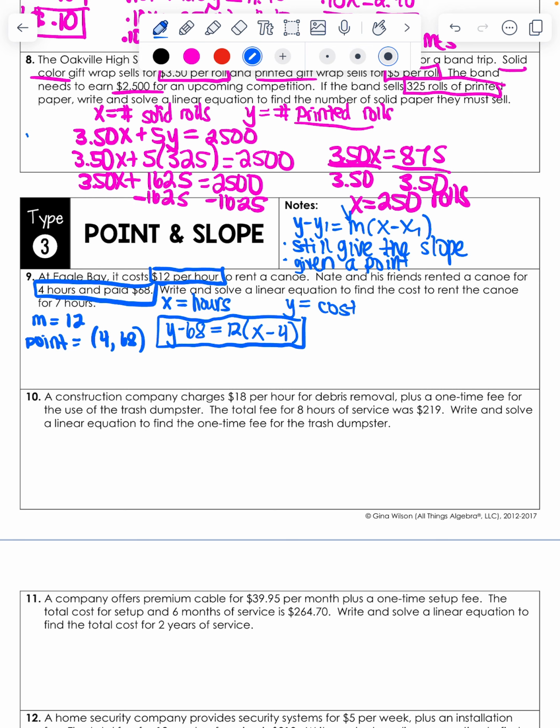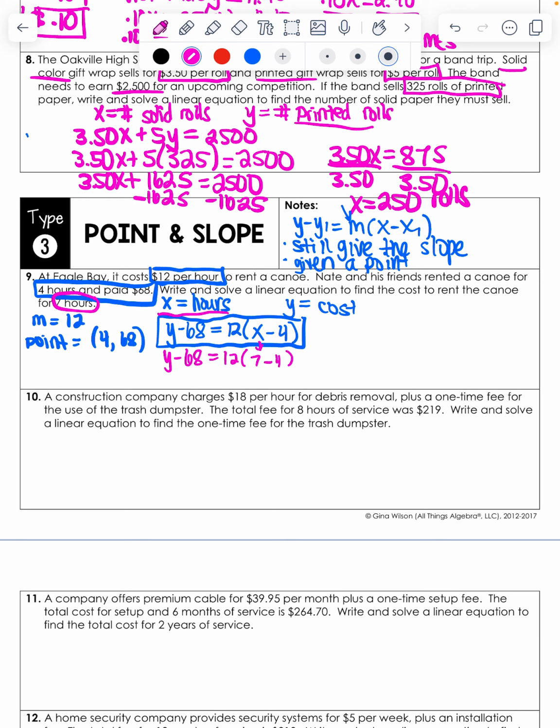Now, the next part of this word problem is asking us to figure out the cost to rent the canoe for 7 hours. So now they want us to figure out, how much will it cost if we rent it for 7? We have to remind ourselves that x represents hours. So we would take this equation, y minus 68 equals 12 times x minus 4, and replace in a 7 for x. Why are we doing that? Because x represents hours, and we want to figure out what the answer is when x is 7.